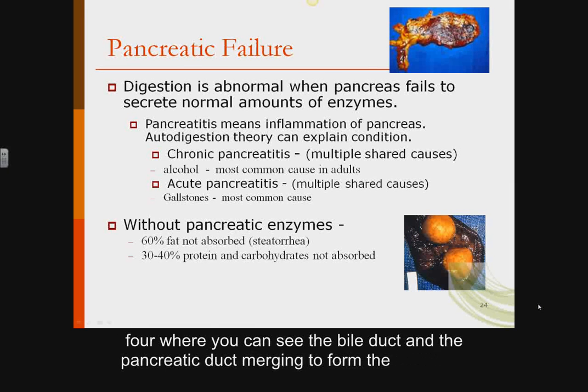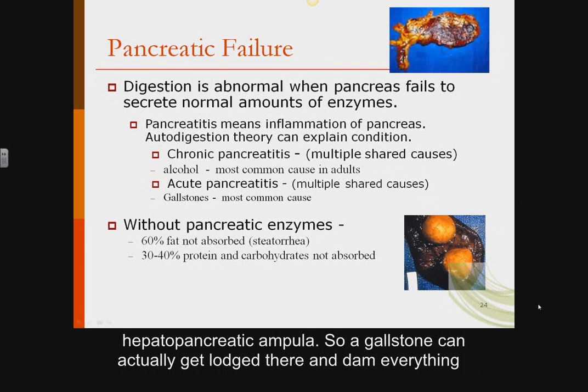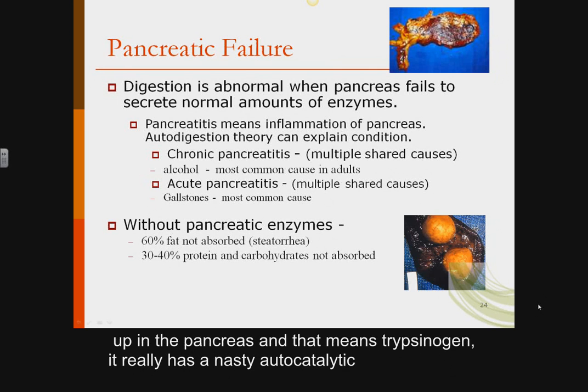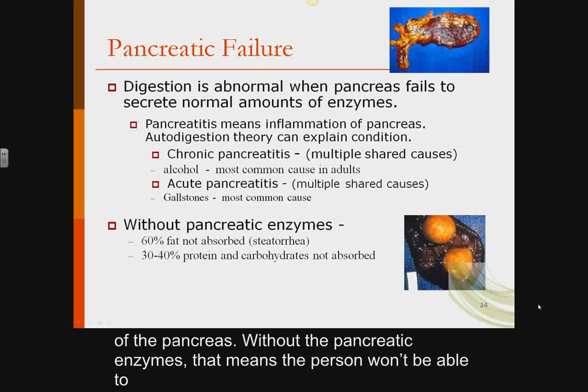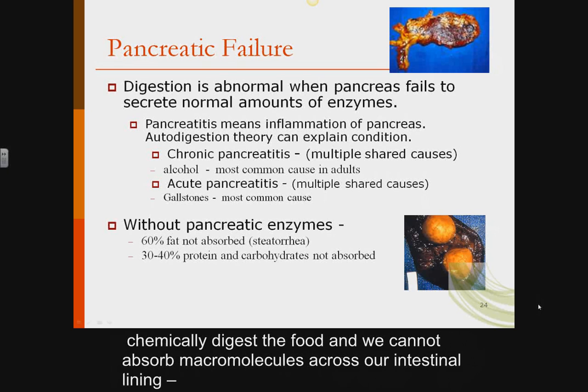Your textbook has a picture of this on page 974, where you can see the bile duct and the pancreatic duct merging to form the hepatopancreatic ampulla. A gallstone can actually get lodged there and dam everything up in the pancreas, and that means trypsinogen. It really has a nasty autocatalytic feature to it. Trypsinogen can self-activate, and this will lead to autodigestion in the pancreas.